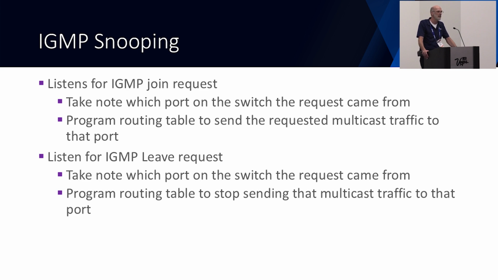The first service we're going to look at is IGMP snooping. IGMP snooping is a service that listens to those IGMP join messages, takes note of which port on the switch was requesting, and programs the routing table to send the requested multicast traffic to that port. It also listens to the leave message, takes note of who decided to leave, and then reprograms the routing table to stop sending the traffic there.